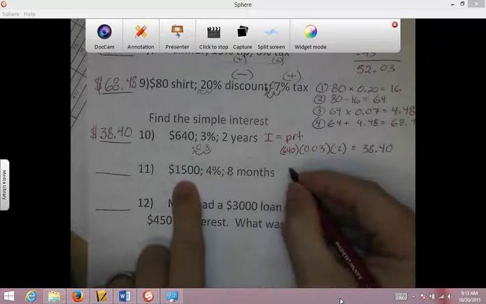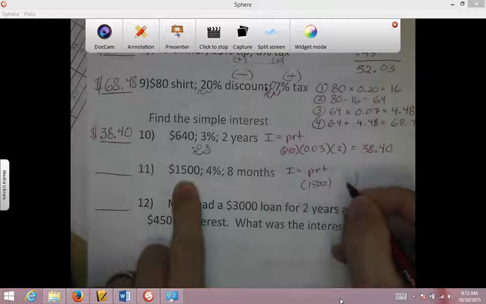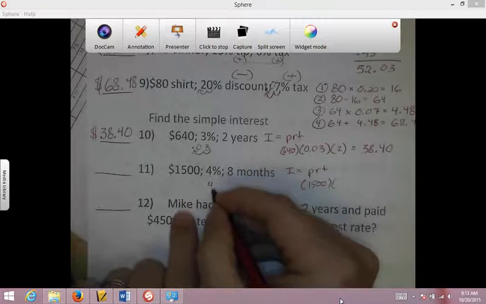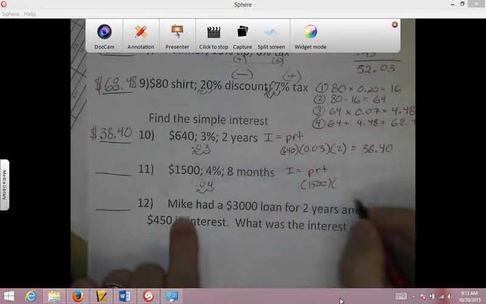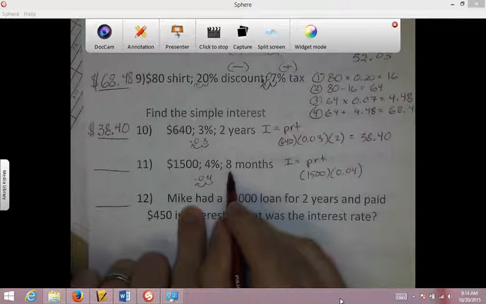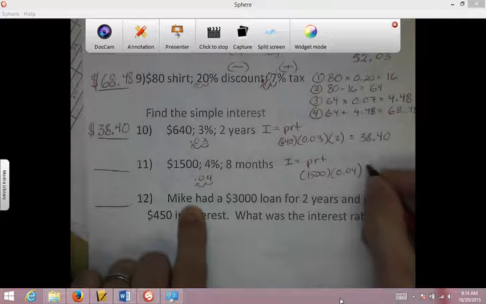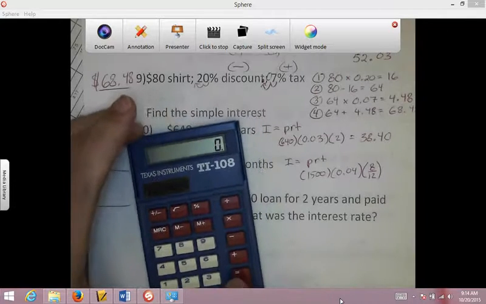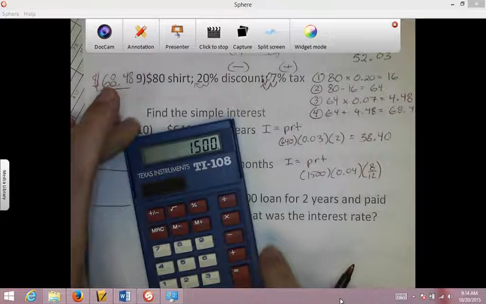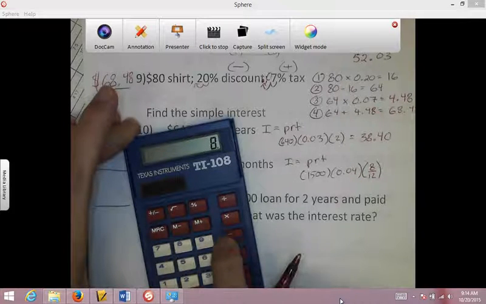I equals PRT. The principal amount, $1,500. For the rate, remember, take the 4% to the left, so we have 0.04. This time, the time, we need it in terms of years. We have months. So, in 1 year, there's how many months? 12. So we're going to write 8 out of 12, 8/12ths of a year. That's what 8 months is. So take your months, write it over 12. The way we do this, 1,500 times 0.04 times, for the month, put in your month, 8, and then divided by 12, because fraction bar means division.